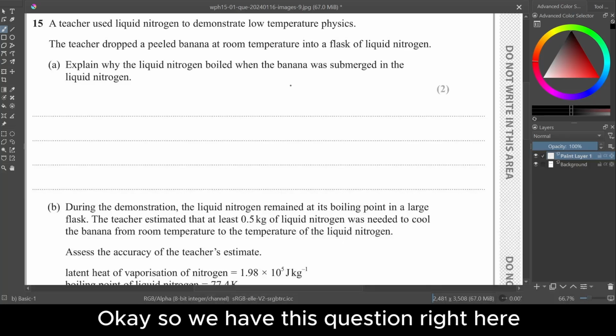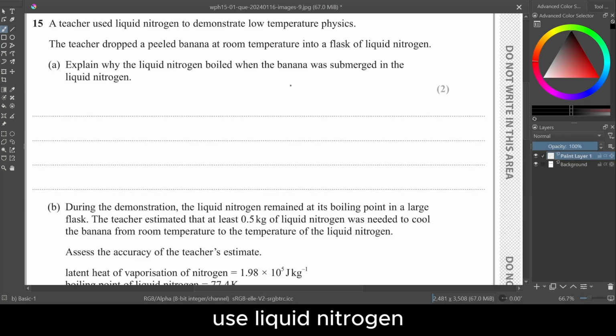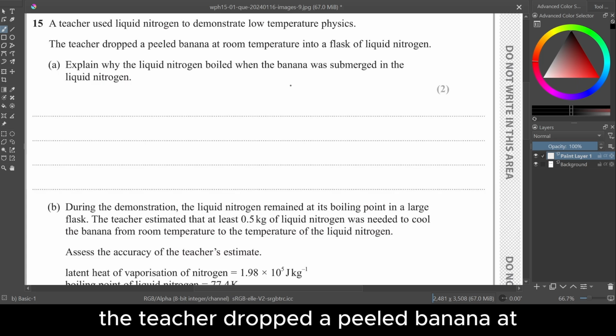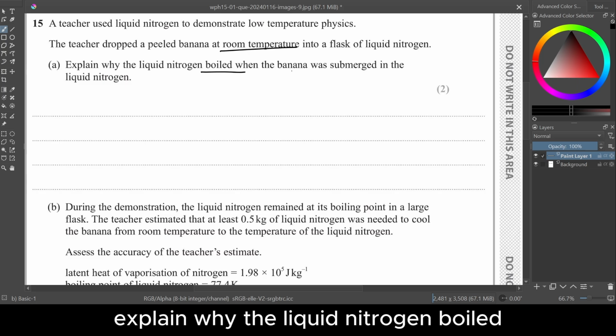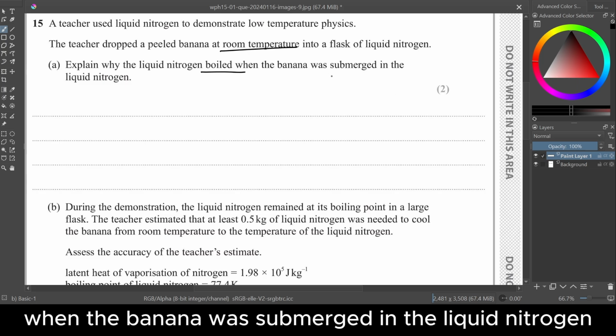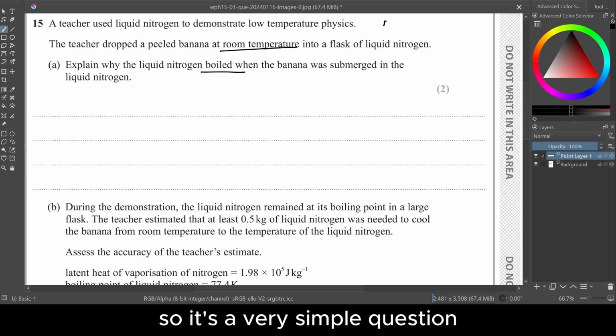Okay, so we have this question right here. It says a teacher used liquid nitrogen to demonstrate low temperature physics. The teacher dropped a peeled banana at room temperature into a flask of liquid nitrogen. Explain why the liquid nitrogen boiled when the banana was submerged in the liquid nitrogen. So it's a very simple question.